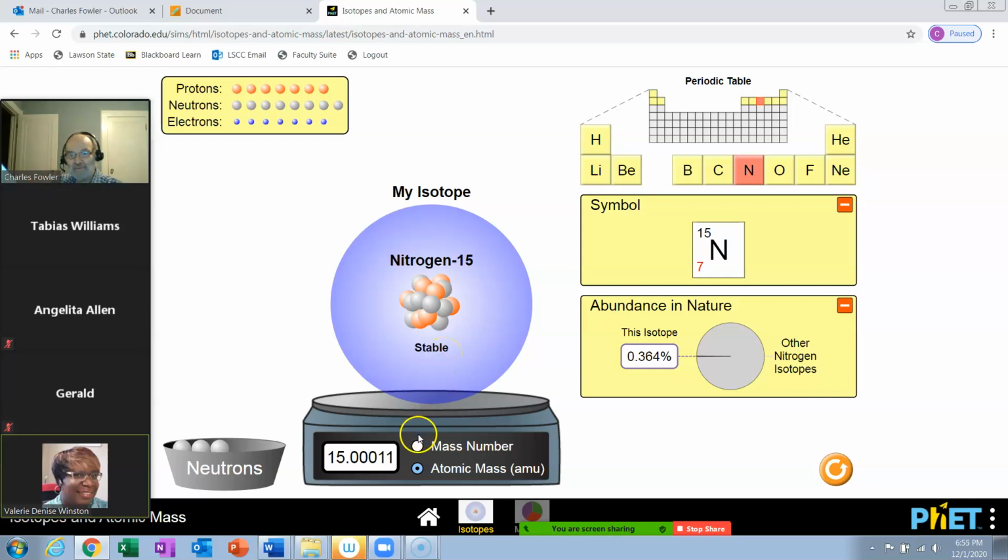Mass number, anyone want to make a guess? 15. Atomic mass? 15.00011. Got it. And the symbol? 15N. N stands for nitrogen. And the abundance in nature? 0.364%. Okay, pretty small, I would say.